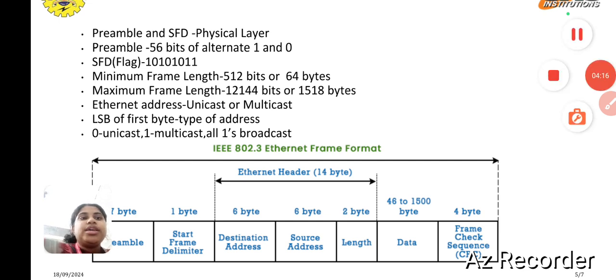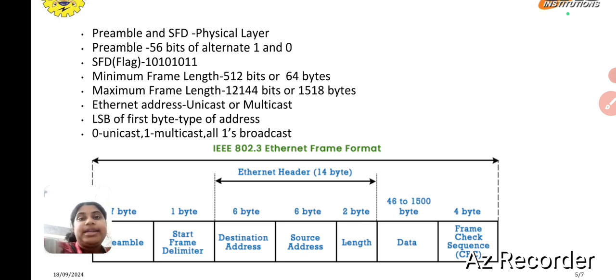Here, if you see, the minimum frame length is 64 bytes. If you calculate from the destination address to the CRC, the minimum frame length is 64 bytes and the maximum frame length is 1518 bytes. Ethernet addresses can be unicast or multicast.